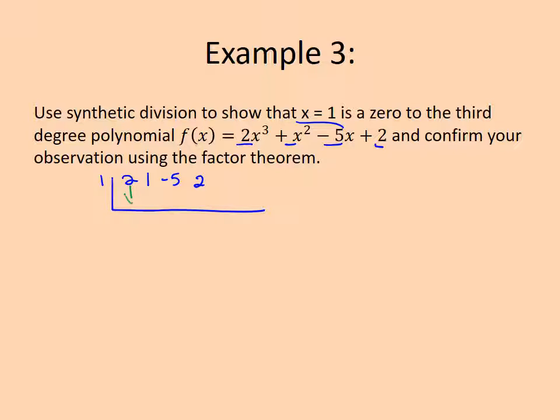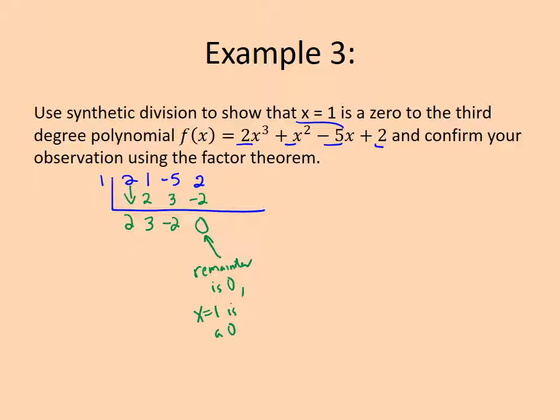I'm going to bring down the 2. 2 times 1 is positive 2. I'm going to add 1 plus 2 is 3. 3 times 1 is 3. I'm going to add negative 5 and 3 and get negative 2. Negative 2 times 1 is negative 2, which adds to 0. Since the remainder is 0, x equals 1 is a 0.